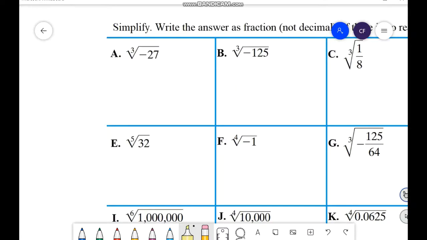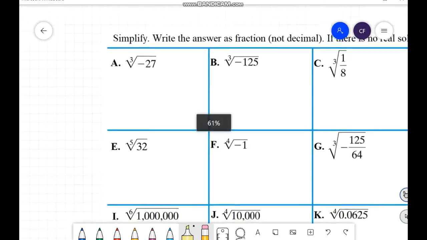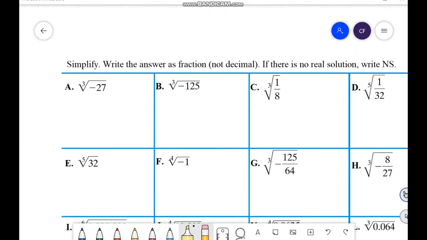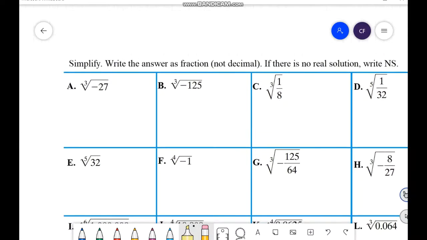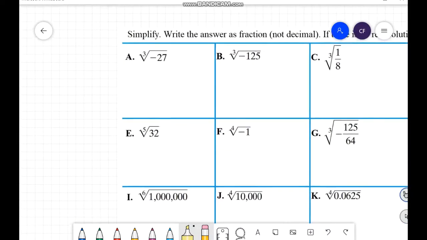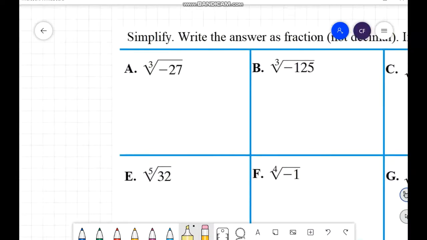Now, moving on and working on the quiz. Today we have to simplify and write the answer as a fraction, not decimals. If there is no real solution, write NS. Let's check the first question.